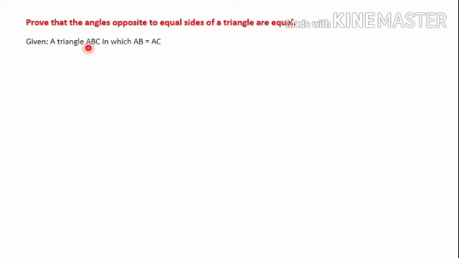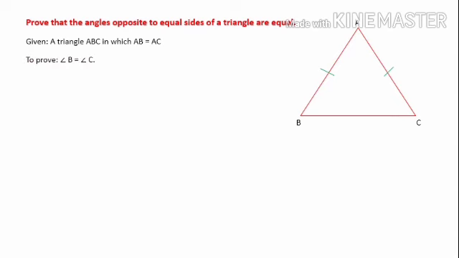As per the syllabus, we have to learn the proof of a statement which we have discussed before. Next is the proof of that particular statement. Prove that the angles opposite to equal sides of a triangle are equal. Here, the given condition is a triangle ABC and two sides AB and AC are equal. Let's draw the triangle.